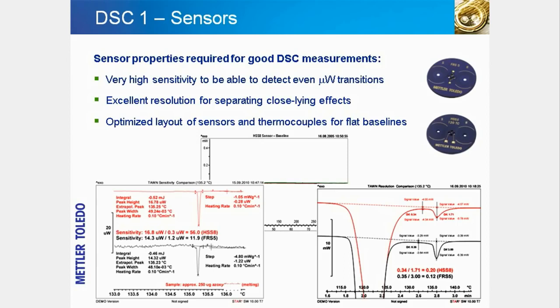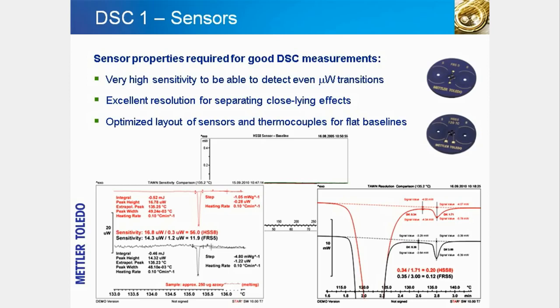The measurement curve of the HSS8 high sensitivity sensor demonstrates that it has a slightly better signal-to-noise ratio than the standard FRS5 sensor. The diagram in the lower right corner shows the TAWN resolution test for both sensors. Here, resolution means the ability to separate close-lying effects.